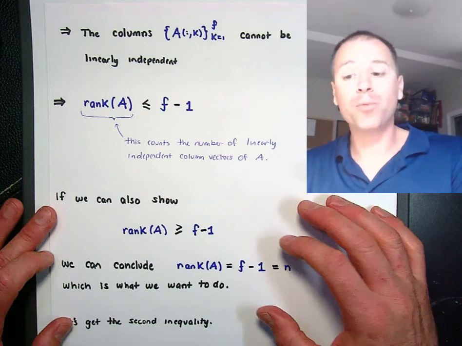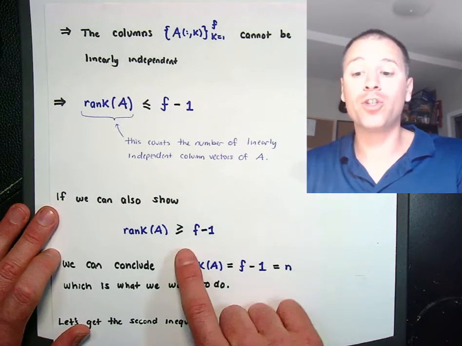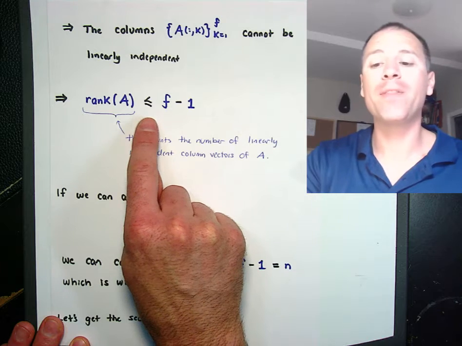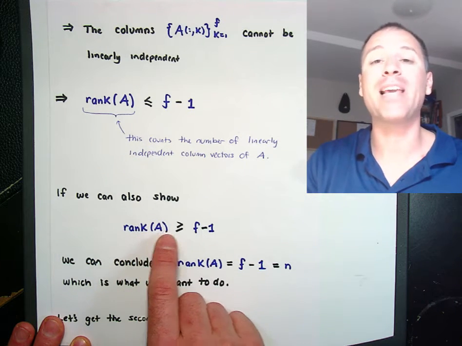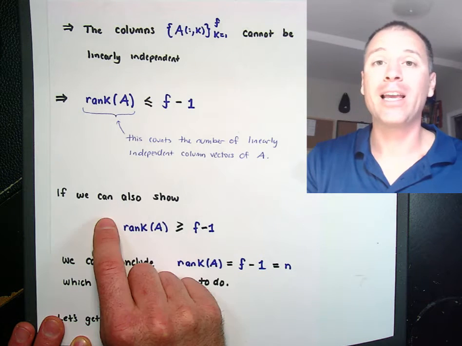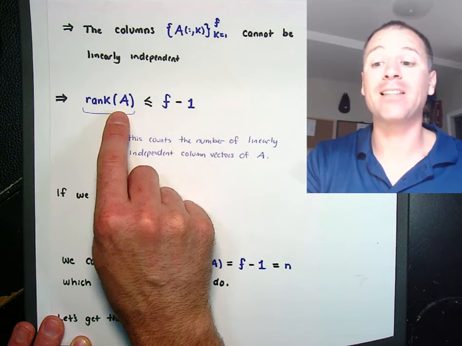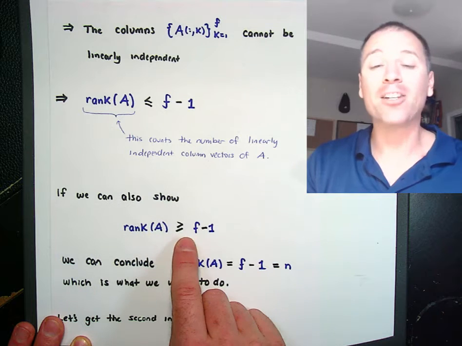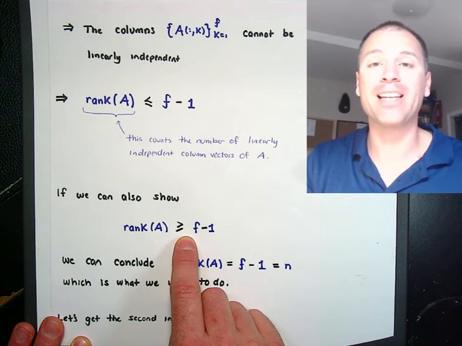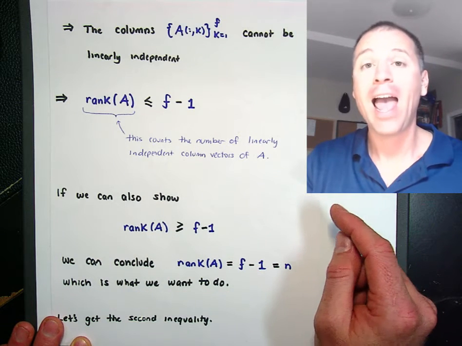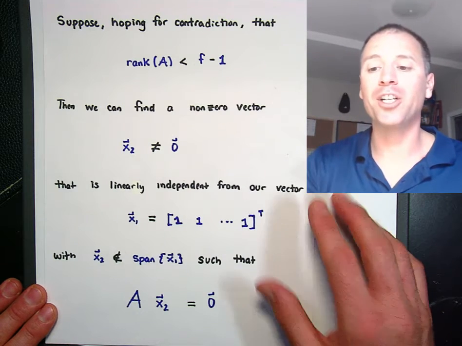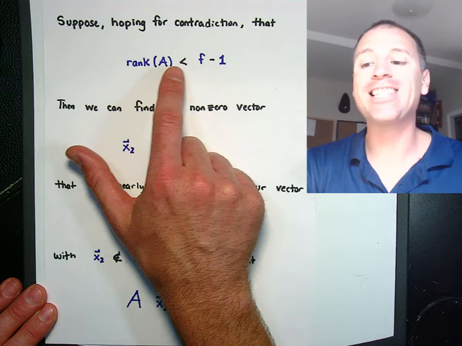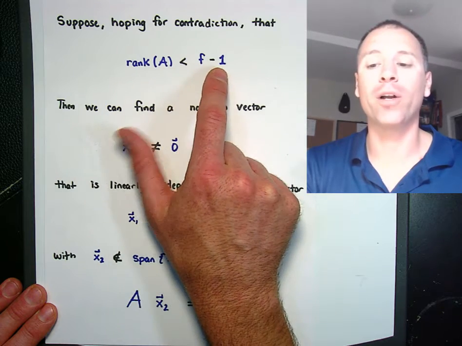The format of this proof is actually going to be to show the reverse is true as well. Not only do we show that the upper bound for the rank of A is f minus 1, but we're going to show that the rank of A must be at least f minus 1 as well. In other words, we're going to say that the rank of A is less than or equal to f minus 1 and greater than or equal to f minus 1, which means it's exactly equal to f minus 1, and that's where we're going to go in the next part of this proof. Suppose, hoping for contradiction, that the rank of our matrix is strictly less than f minus 1.